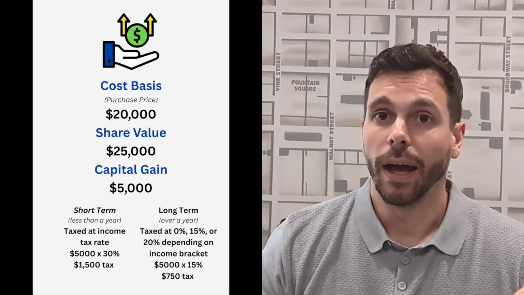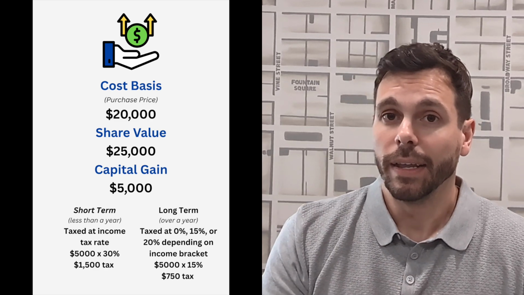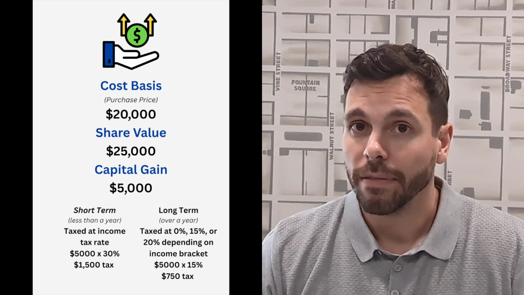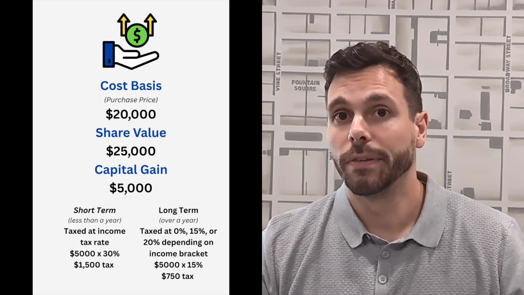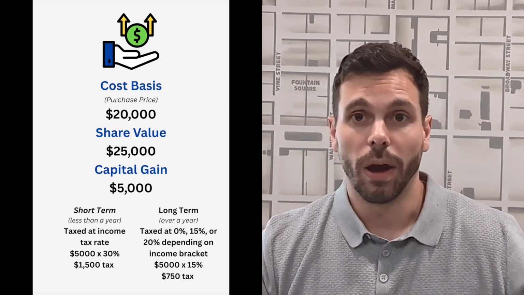Now let's say you decide you want to wait a little bit longer to get the benefit of long-term capital gains. So instead of 11 months, you wait for 1 year and 1 day, or any holding period longer than that. Well, now you're going to be taxed at long-term capital gains rates, which for the majority of people is 15%. So instead of paying $1,500 in short-term capital gains tax, since you decided to hold that asset a little bit longer, you're only going to pay $750 on that $5,000 worth of profit.